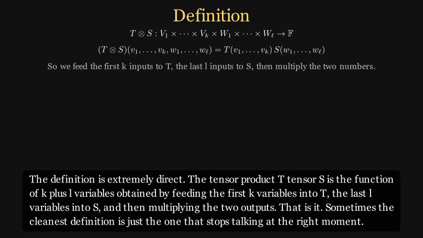The definition is extremely direct. The tensor product T tensor S is the function of k plus L variables obtained by feeding the first k variables into T, the last L variables into S, and then multiplying the two outputs. That is it. Sometimes the cleanest definition is just the one that stops talking at the right moment.